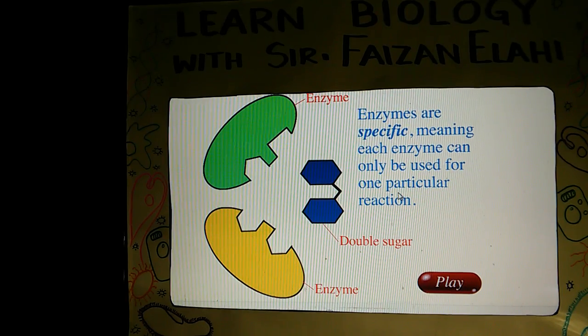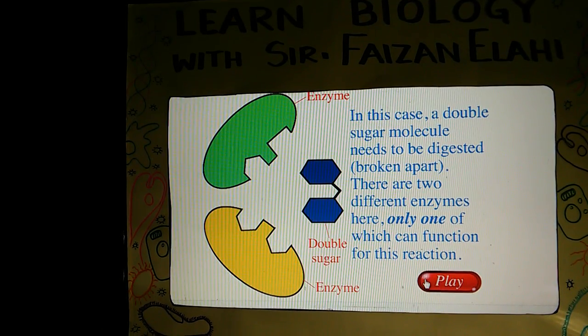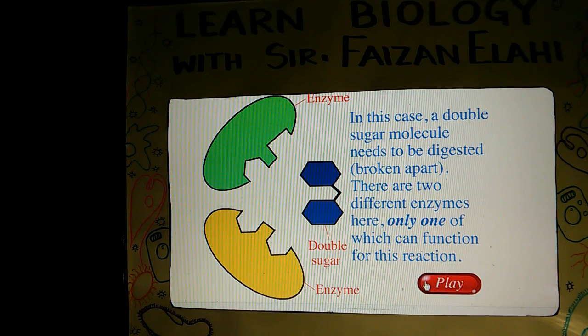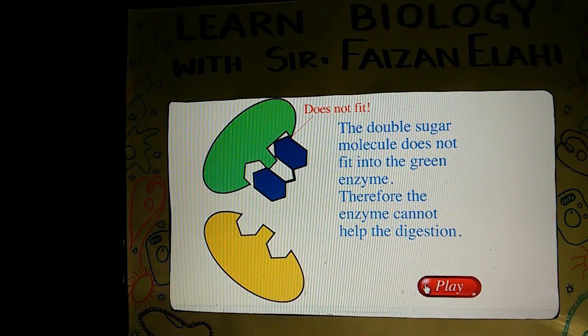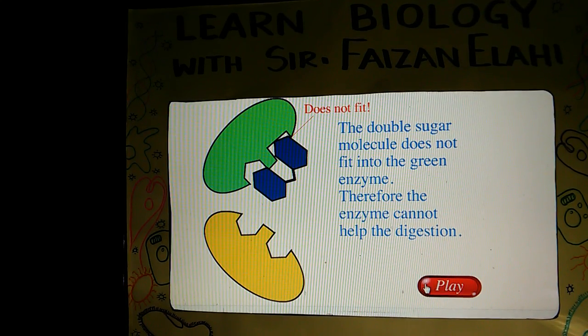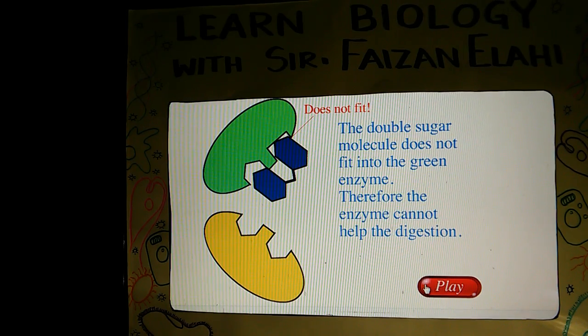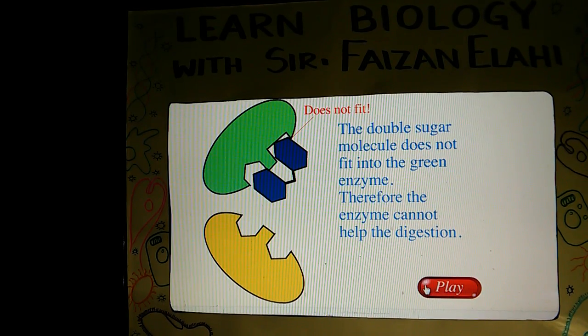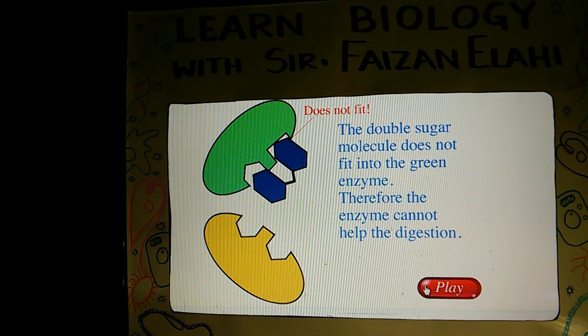Okay, let's see. This substrate will not be able to combine with the green enzyme because the shape does not exactly fit with the enzyme. So the double sugar molecule does not fit into the green enzyme. Therefore, the enzyme cannot help the digestion.